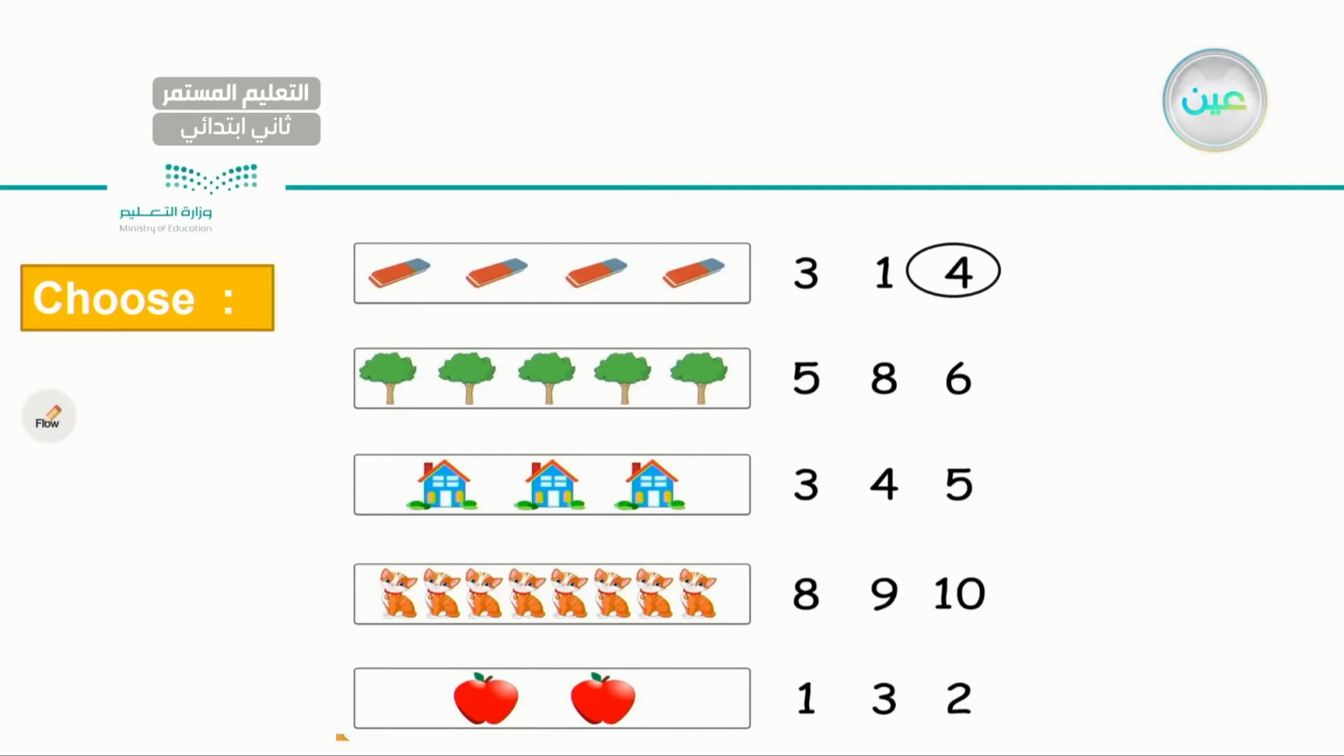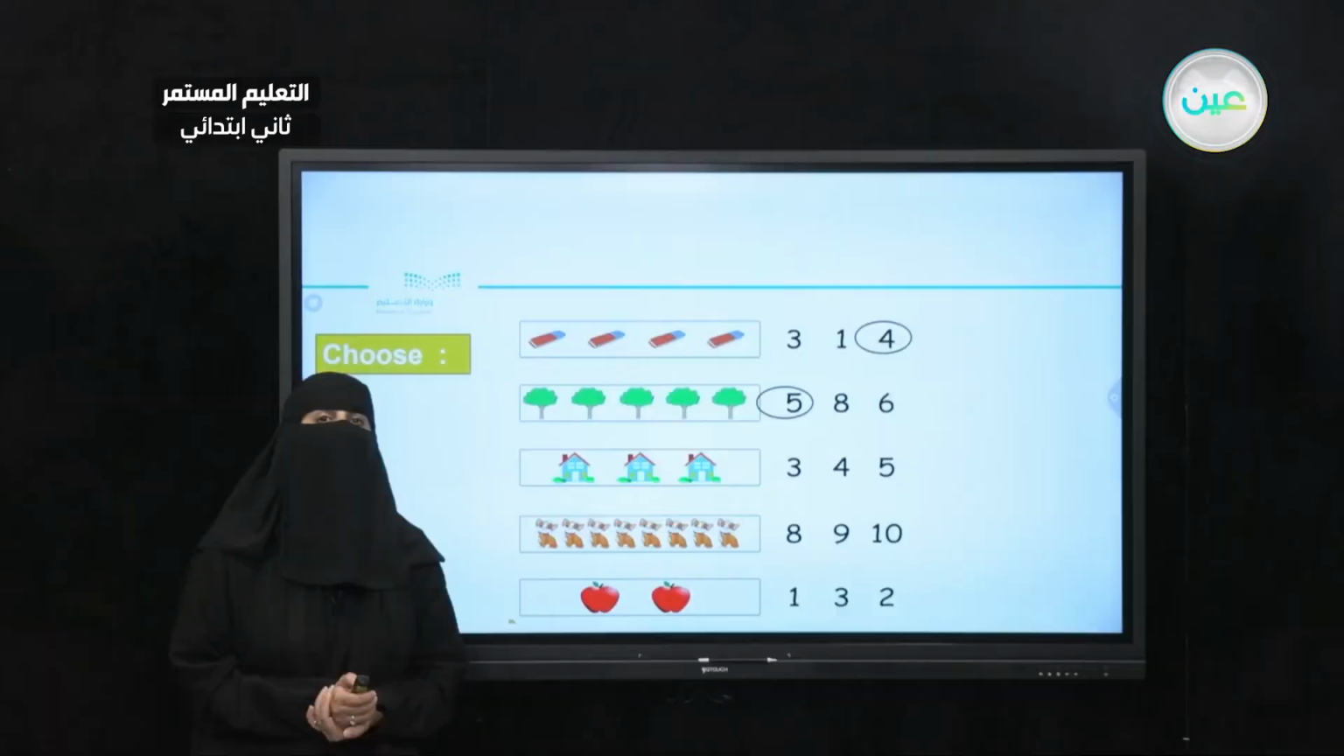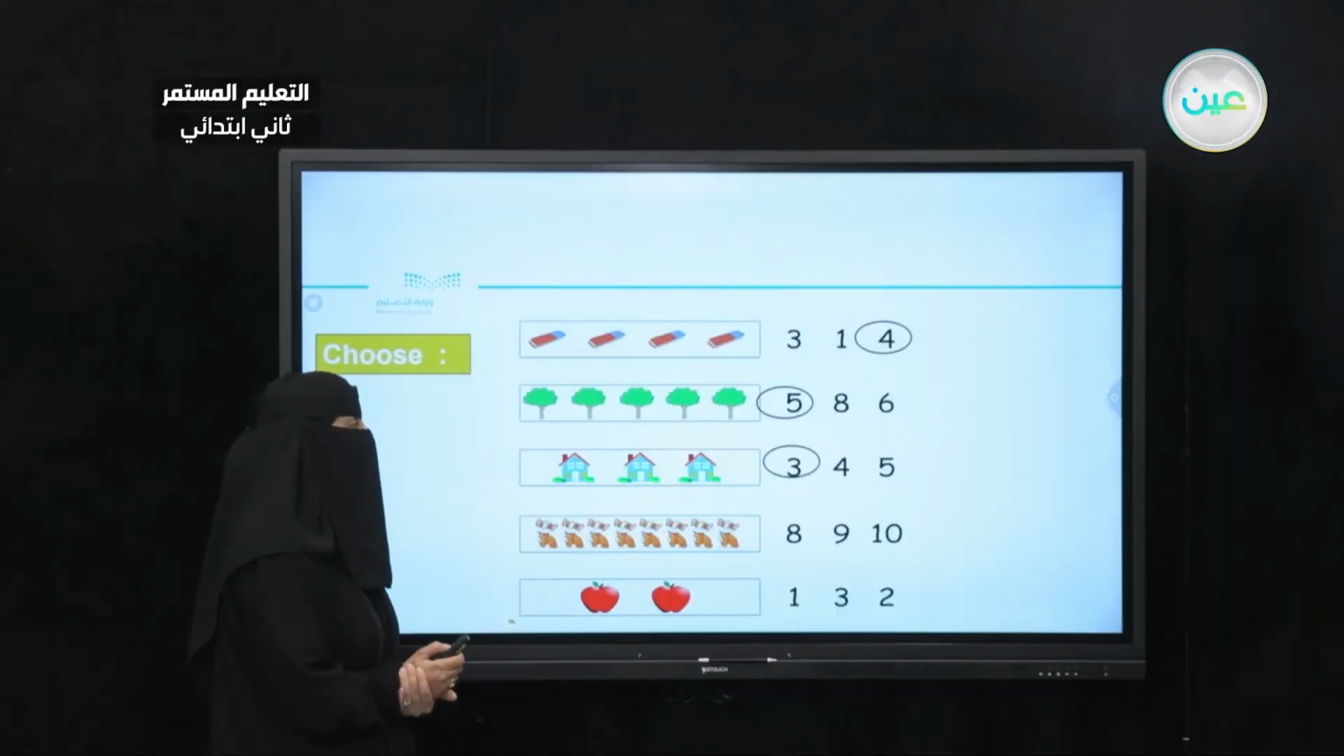Moving to the next pictures, I have trees. How many trees can you see? Do we have 5, 8, or 6? I have 5 trees. Very good. Moving to the next. How many houses can you see? Do we have 3, 4, or 5? I have 3 houses. Excellent.